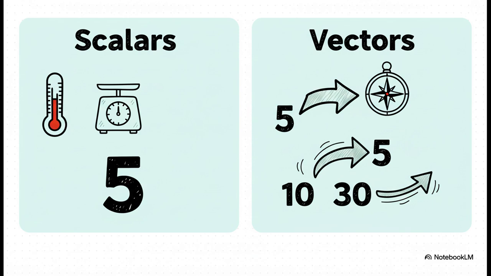Over on the left, you've got what we call scalars. They're just numbers. That's it. Temperature, mass, or just 5 miles. They only answer the question, how much? But on the right, you've got vectors. And vectors tell the whole story. They've got a magnitude and a direction. It's not just 5 miles, it's 5 miles north. Now that is a complete instruction.